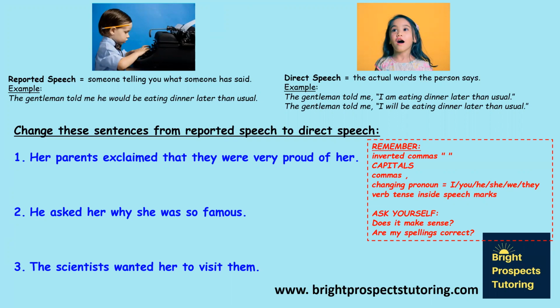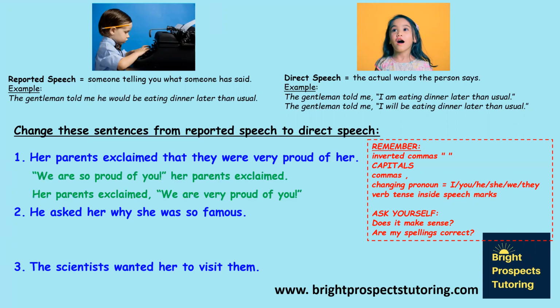Okay, now you've had a go, let's have a look. So we've got reported speech. Her parents exclaimed that they were very proud of her. You could change this into direct speech as follows. "We are so proud of you," her parents exclaimed. Or her parents exclaimed, comma, "We are very proud of you."